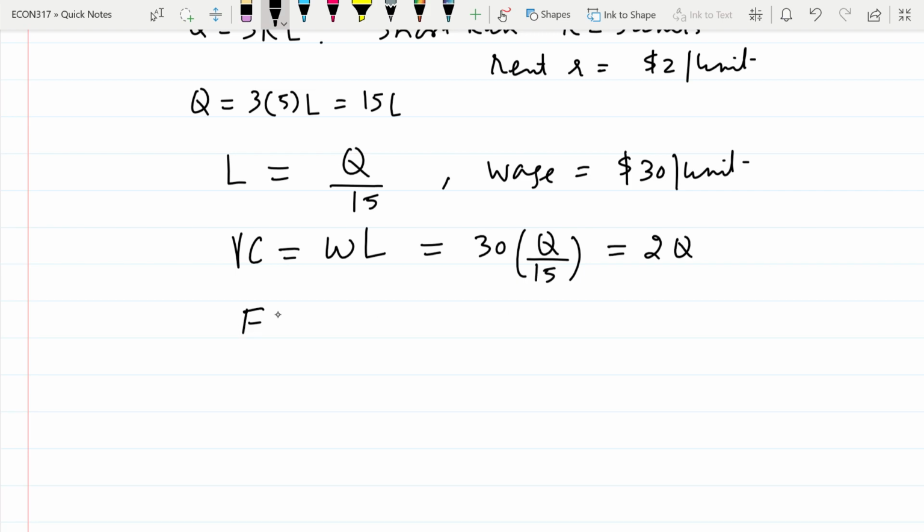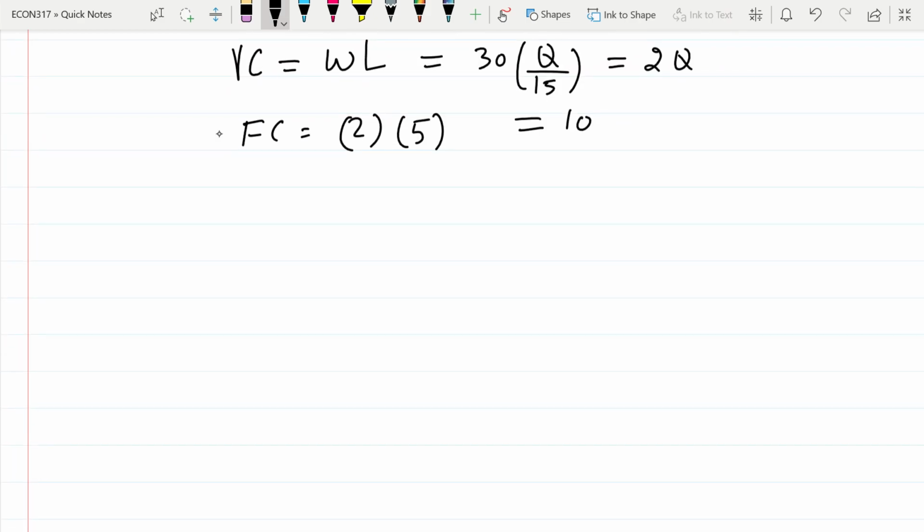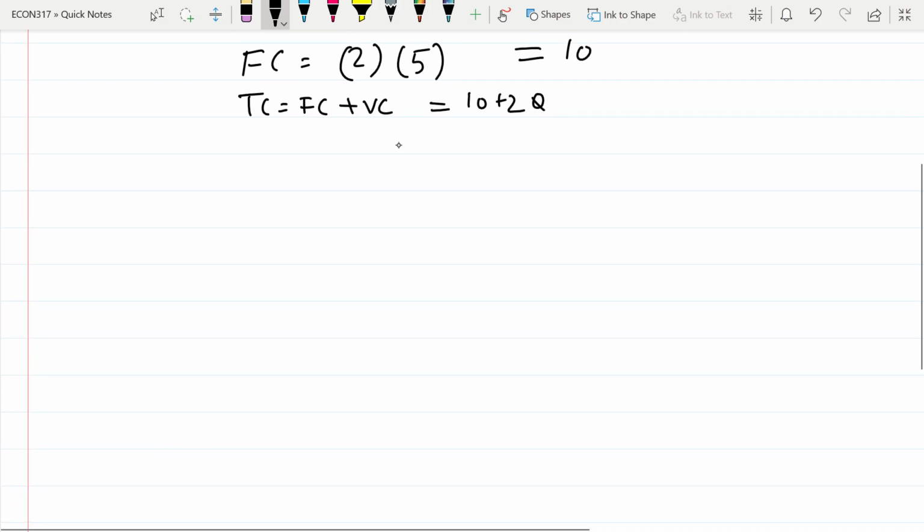My fixed cost is the rent per unit, which is $2 per unit, times the fixed amount of capital, which was 5. So I have $10 as my fixed cost. Here I add these two to obtain the total cost, the sum of fixed cost plus the variable cost. 10 plus 2Q is the total cost. This is the cost of producing output Q.